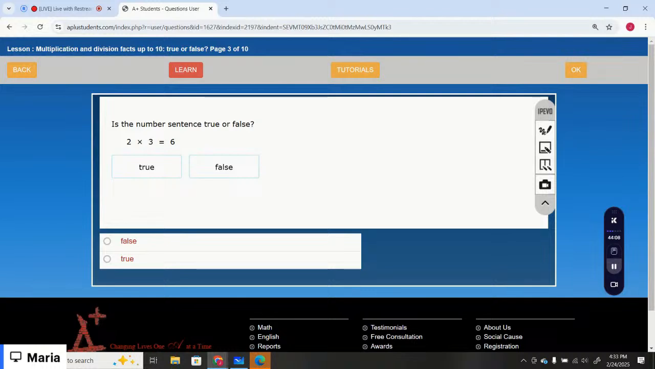Is the number sentence true or false? 2 times 3 equals 6. True it is. Option number 2 is the correct option.